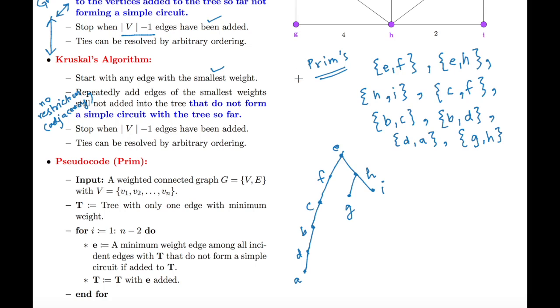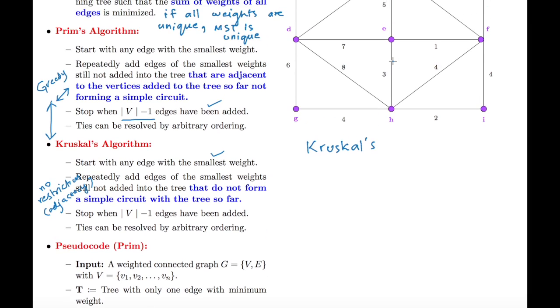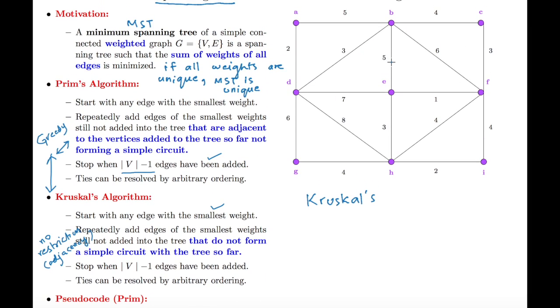Okay, so now Kruskal's. Again, first of all, what we do, we say EF because it's the minimum weight. Then the next minimum weight is HI, or I can choose AD as well, because both of them, if added, do not form a simple circuit.